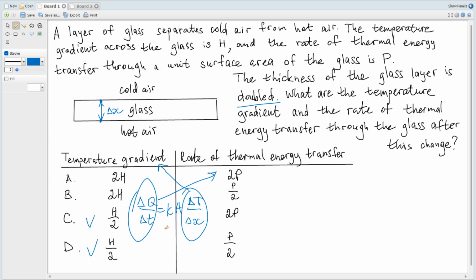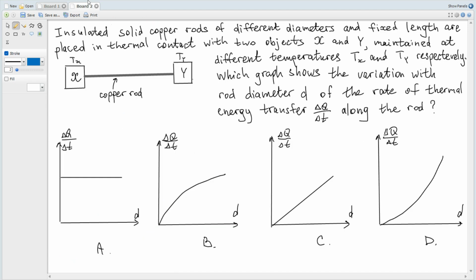K is some constant which depends on the material. The material remains the same, so it remains the same. A is the cross-sectional area. It also remains the same. Hence, delta Q over delta T also decreases by a factor of 2. So the rate of thermal energy transfer becomes P over 2. Hence, D is correct. The next.